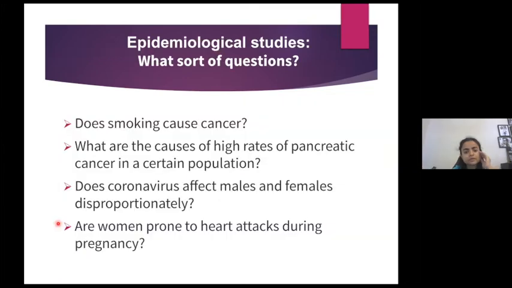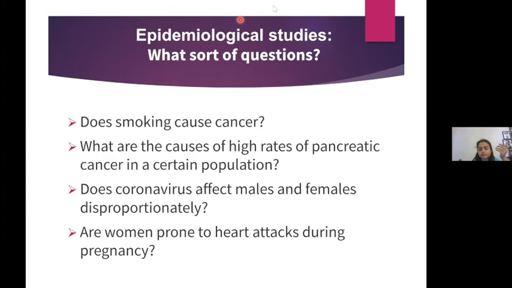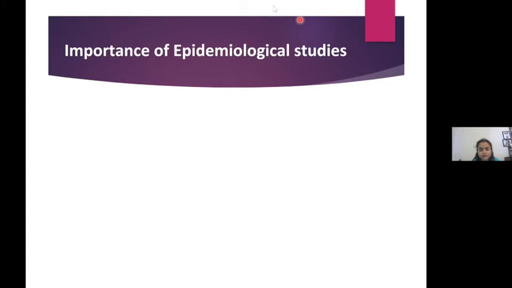All right, so some of the questions you can possibly ask are, I started with very simple ones: does smoking cause cancer? One of the earliest epidemiological studies we had. What are the causes of higher rates of pancreatic cancer in certain populations? Why do some people have more pancreatic cancer than others? Does coronavirus affect males and females disproportionately? Are women who are pregnant more prone to getting heart attacks? This is a sample platter of a wide variety of questions you can ask if you are an epidemiologist.